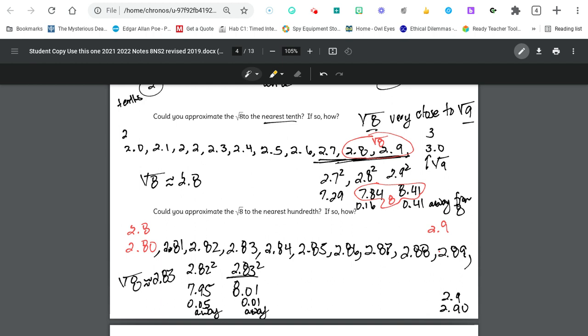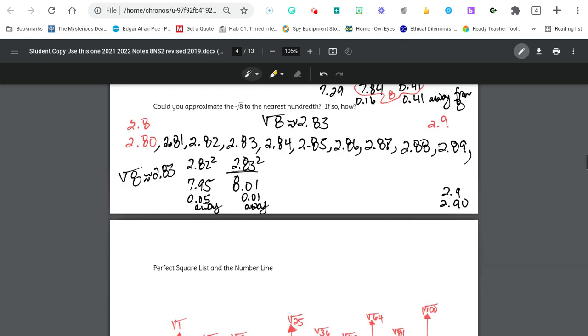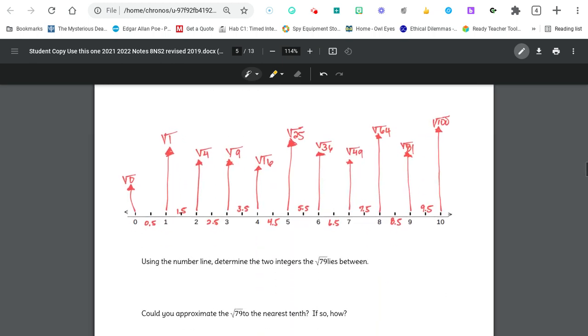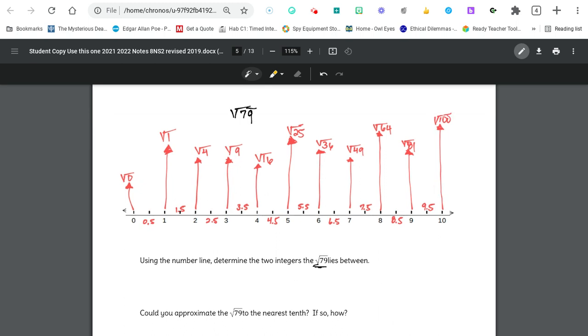Now I'm going to have you pause the video, and you're going to try the next one, and then we'll have you unpause and check to see if you got it right. So the next one is approximating the square root of 79. So pause the video and see if you can do it on your own.